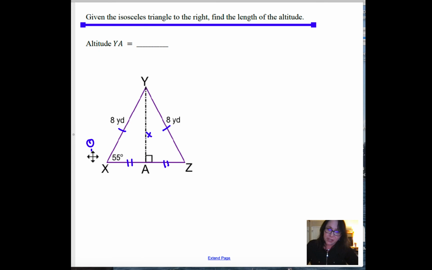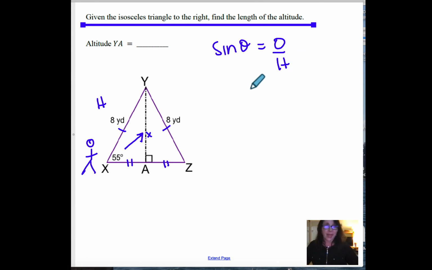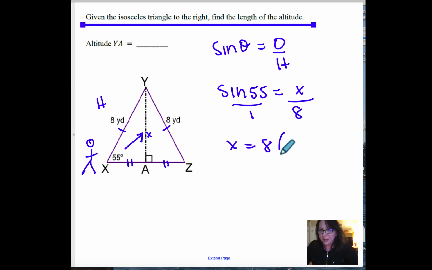And so if you put yourself at this angle here, we're going to find the length of the altitude, because that's the opposite side, and I have the hypotenuse. So sine of an angle is equal to the opposite side over the hypotenuse. So that's what I'm going to be using. And so we're going to say sine of 55 is equal to the opposite side over the hypotenuse, which is 8. I'm going to cross multiply and put a 1 under here. I'm going to get x equals 8 times sine of 55 degrees.